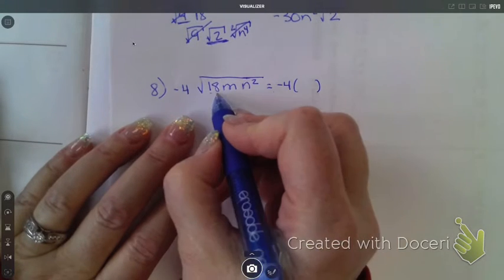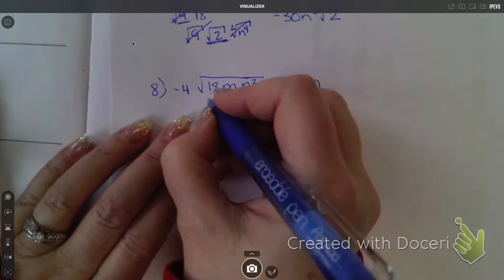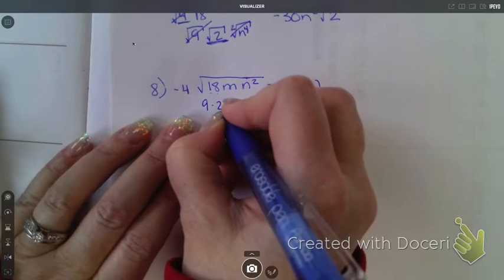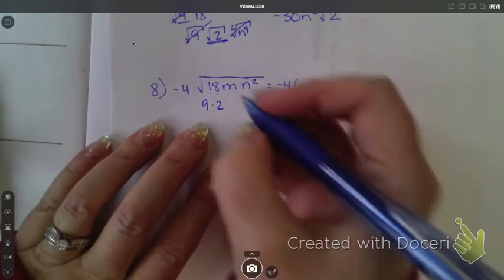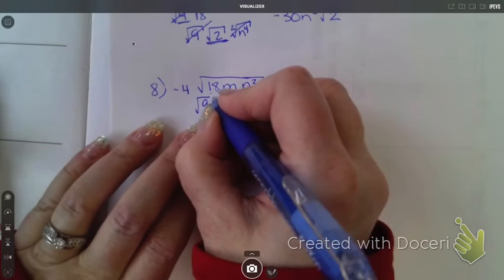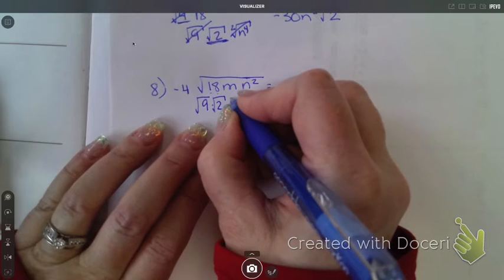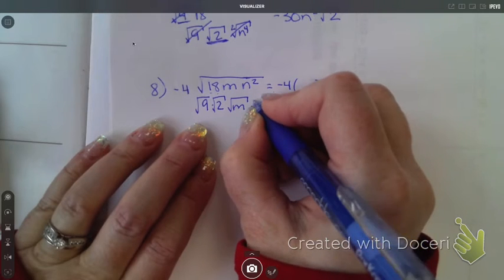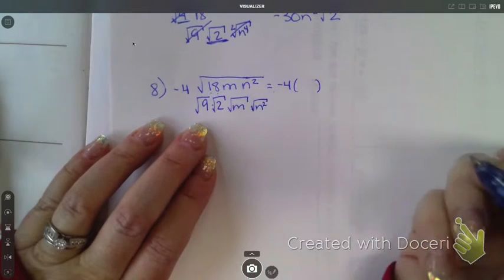So 18, perfect square and 18. 9 and 2. Once you do this enough, you're going to start skipping to those perfect squares. So I'm going to take the square root of 9, the square root of 2. I'm going to take the square root of m, and I'm going to take the square root of n squared. I'm just doing them independently.